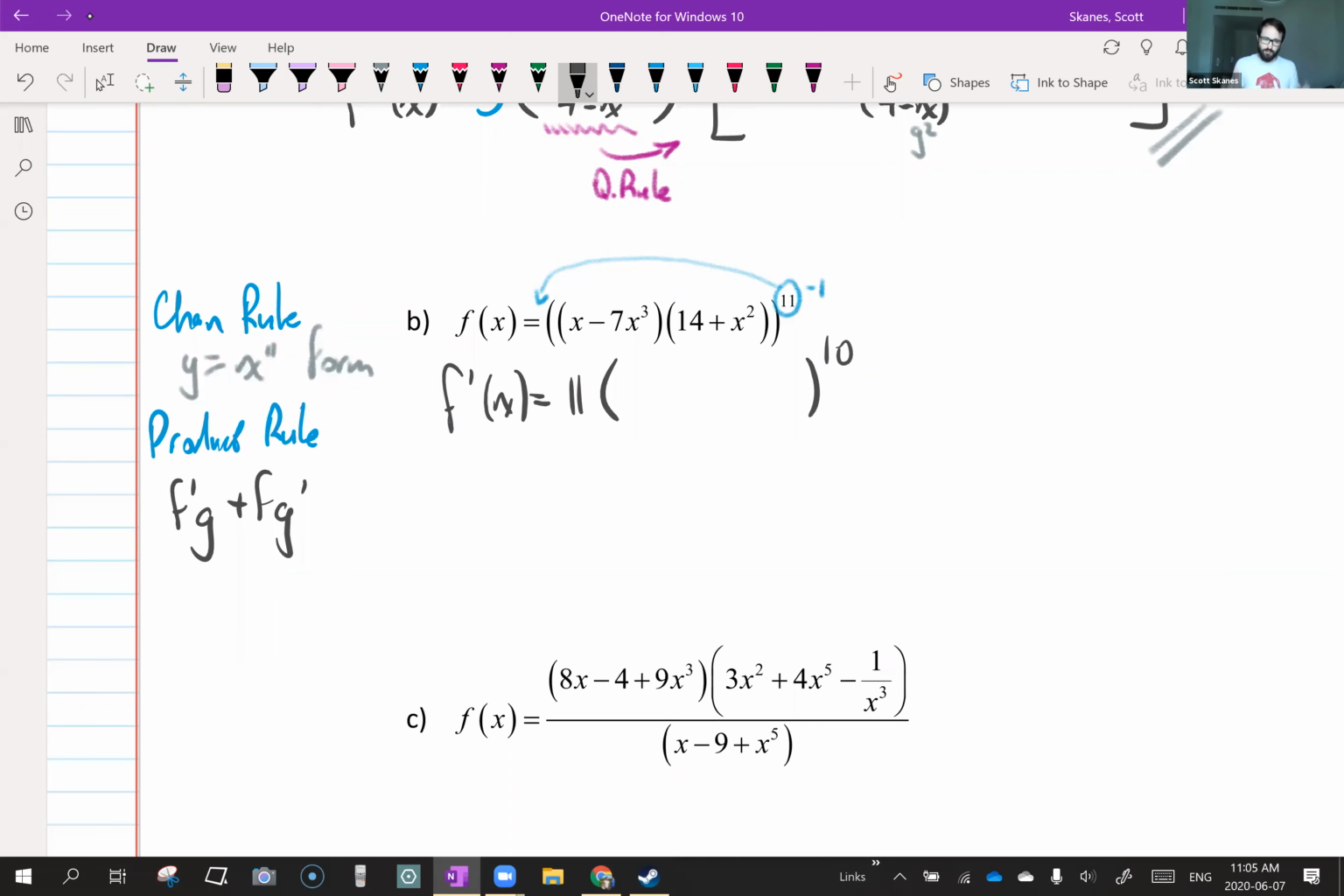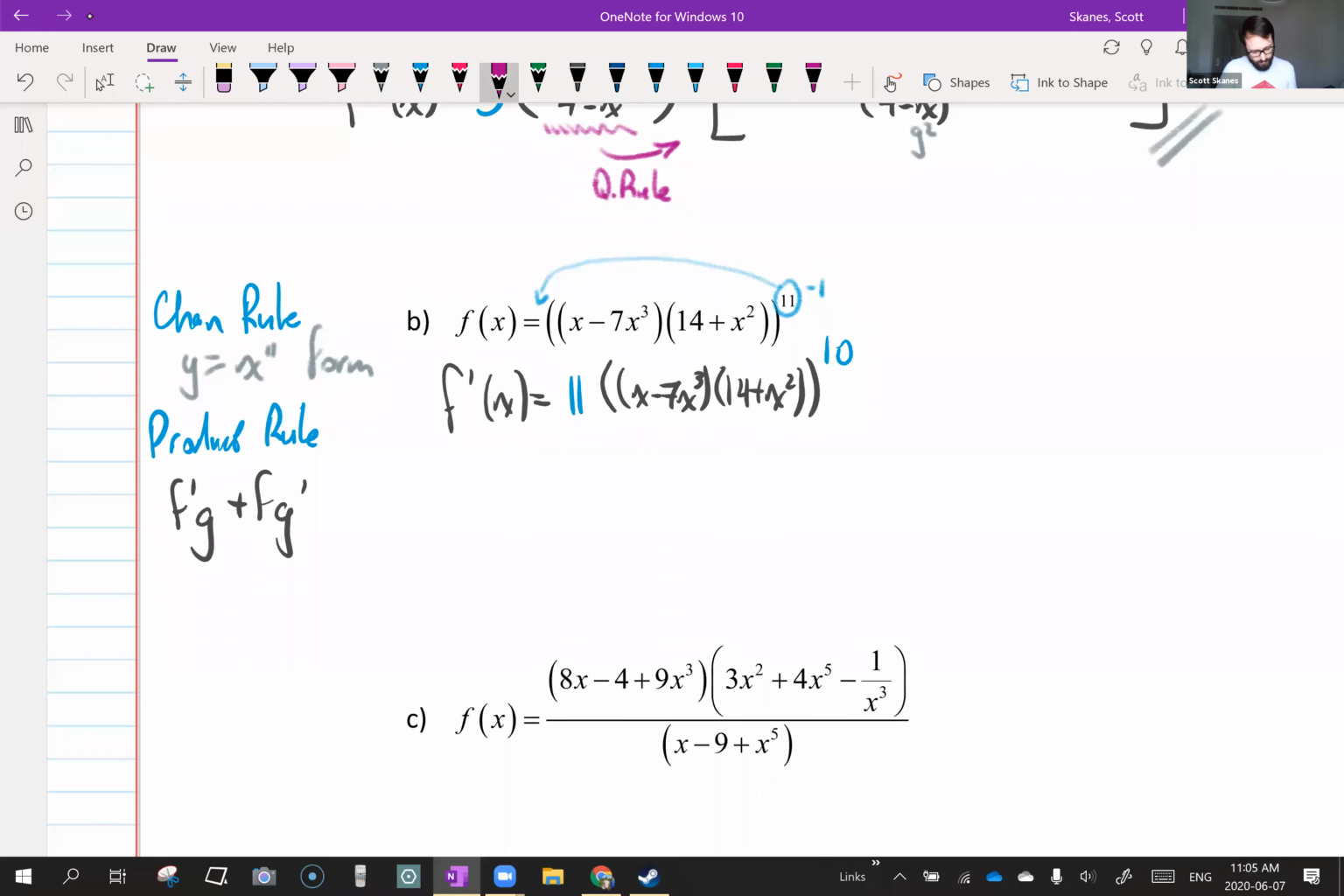Whatever's inside, do not touch it. Do not change it. You're just going to make a mess for yourself. Just keep it the same. x minus 7x cubed, 14 plus x squared. And I will write the colors out just so that we can keep track. That's really all I've done. I've just done the blue stuff.